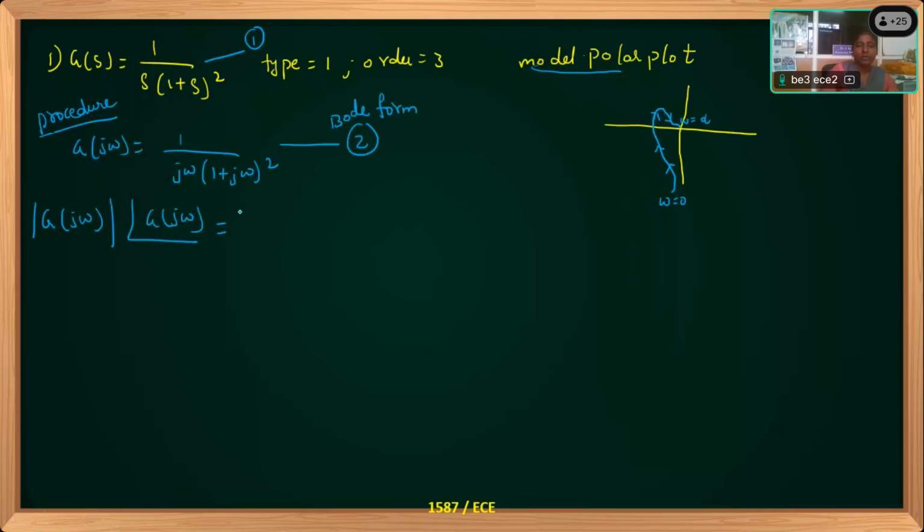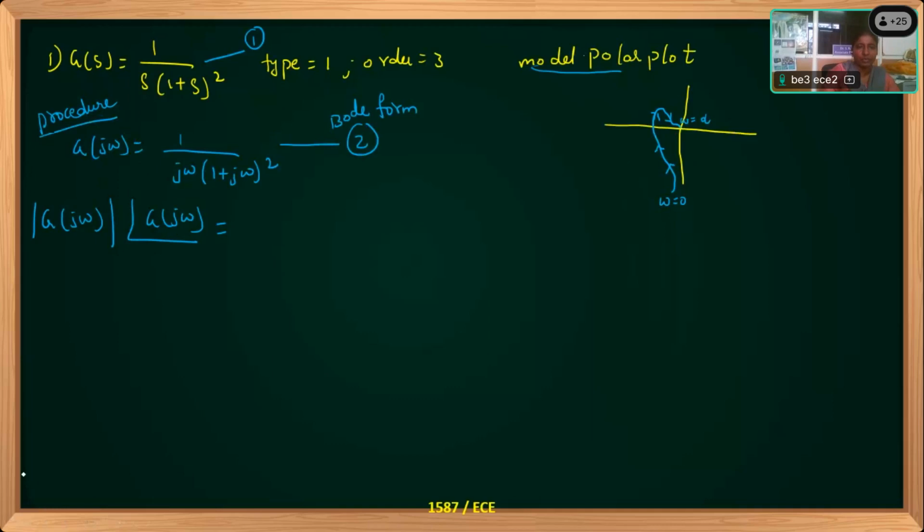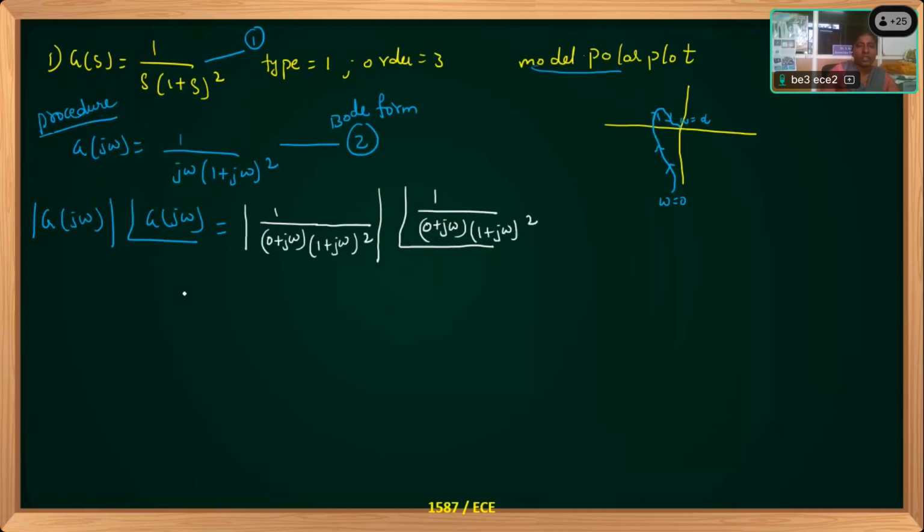Now the first term, j omega, means it is 0 plus j omega. The real part is 0. We are calculating the magnitude for 1 by 0 plus j omega as the first term. The next term is 1 plus j omega whole square. For this entire thing, we have to calculate the magnitude and phase angle, for 1 by 0 plus j omega as the first term, then 1 plus j omega whole square.